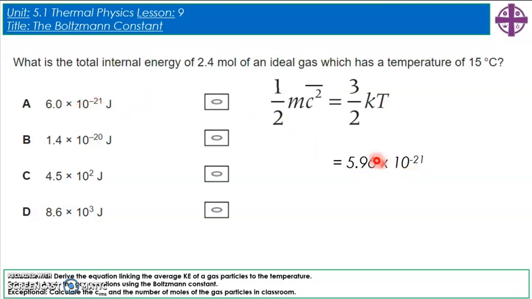Be careful though, that is not a final answer. You might be tempted there to just select A. That is not the final answer. That is the energy of a single molecule. But we've got 2.4 moles. So what I now have to do is times that by the number of molecules I have. So I need to do 2.4 times 6.02 times 10 to the power of 23 times the energy per molecule, and I'll get the total energy, 8.6 times 10 to the power of 3 joules.